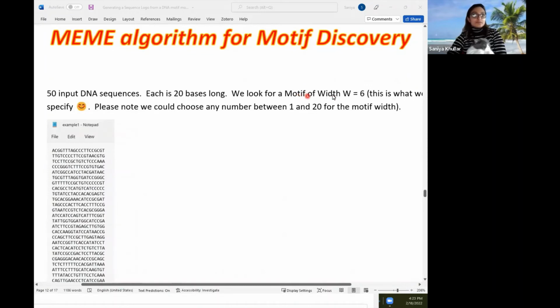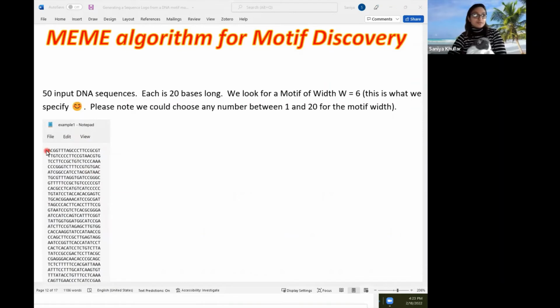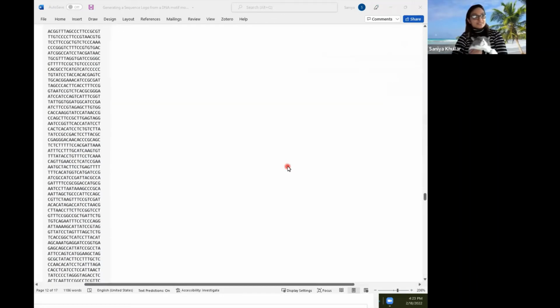So we're looking for a motif of width W equals 6. This is what we specify. We could have looked for a width from 1 to 20. Similar to the other example, where our width was 3 but our length was 6 bases, here we specify 6 for our motif width. It could have been any number between 1 and 20, but you have to be careful with what you choose because that can impact the model in the end. But anyway, 50 input DNA sequences, 20 bases long, motif of width W equals 6.